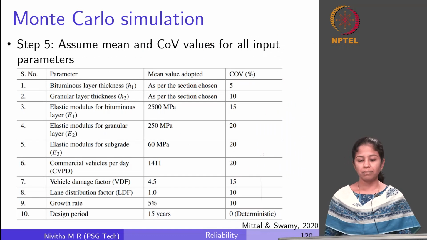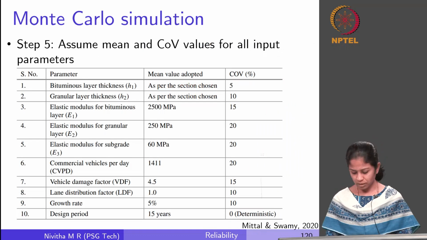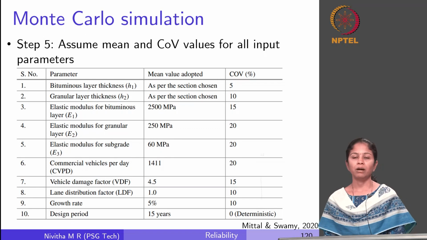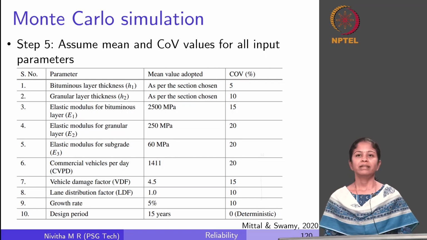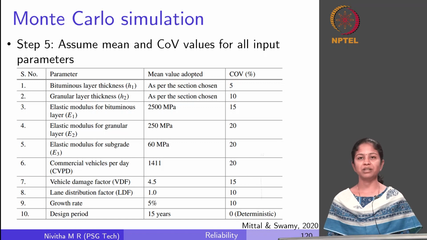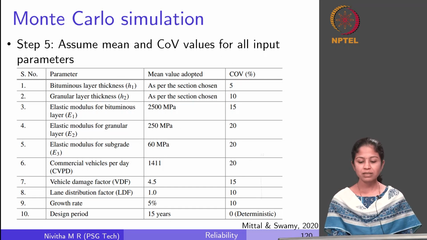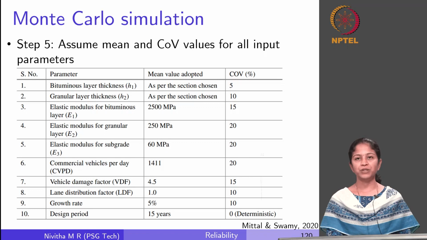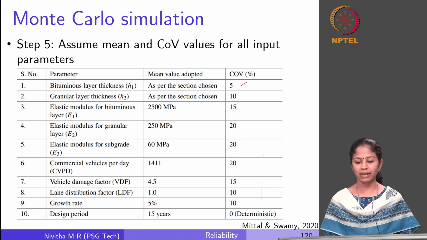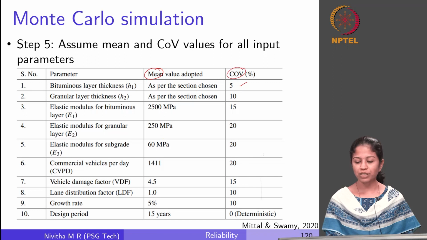After arriving at the model constants and the RSM model, the next step is to use Monte Carlo simulation and obtain a distribution for each of the input variables. We have the bituminous layer thickness. Whatever section is given in the IRC catalog, the thickness of the bituminous layer given in that catalog can be chosen. A coefficient of variation of 5% is assumed for this case. So we have a mean value and a COV value.